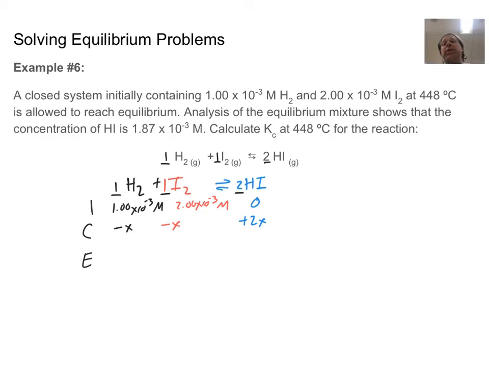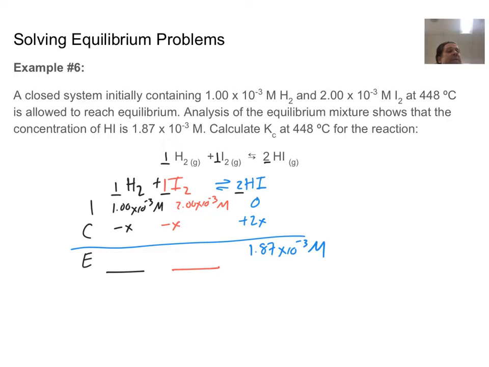So when I write my expression at the bottom, I'm trying to figure out the concentration of the H2 and the concentration of the I2. I'm also told that the actual concentration of the HI is 1.87 times 10 to the minus third molar. Now, in order for me to figure out what the concentration of H2 is and what the concentration of I2 is, I have to first figure out what x is.